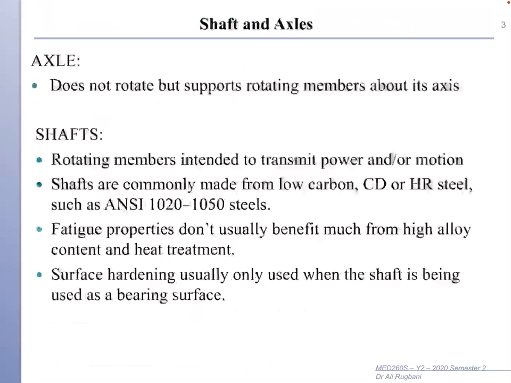So usually shafts are rotating members. If a shaft doesn't rotate, we call it an axle. So an axle is a shaft that doesn't rotate, but it supports members that rotate around its axis. In shafts, we usually use low carbon steel, either cold drawn or hot rolled, from any series 1020 up to 1050.